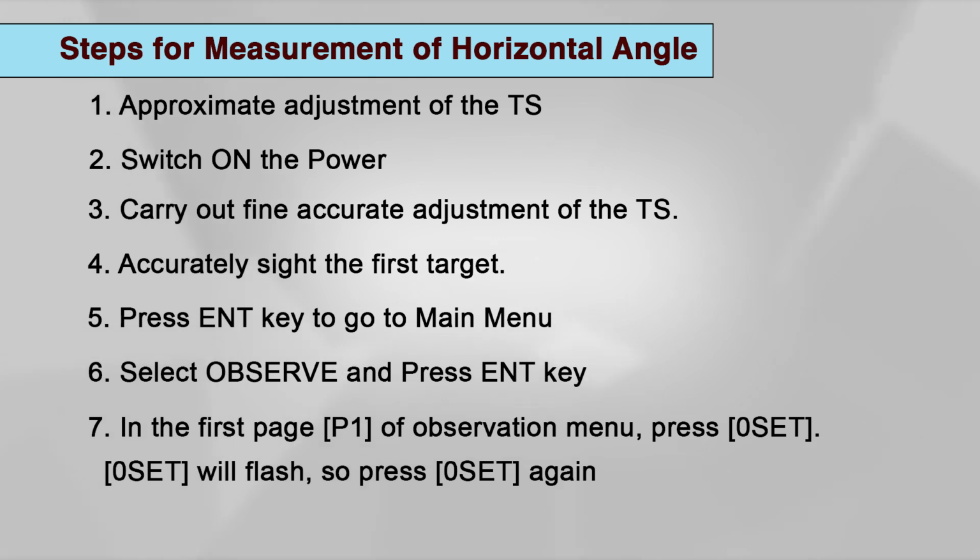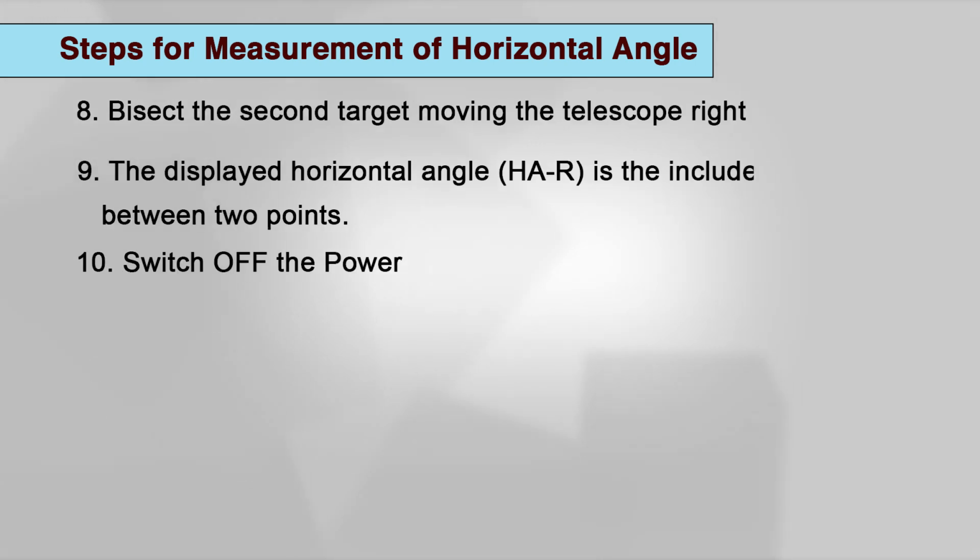Select observe and press the enter key. On the first page P1 of the observation menu, press 0 set, then press 0 set again, and bisect the second target, moving the telescope clockwise. The display shows the horizontal angle as HAR. It is the included angle between the 2 points. In this way, we can measure the horizontal angle in the total station, and then switch off the power. To measure the horizontal angle, the method of repetition or method of reiteration is used, as discussed in theodolite.